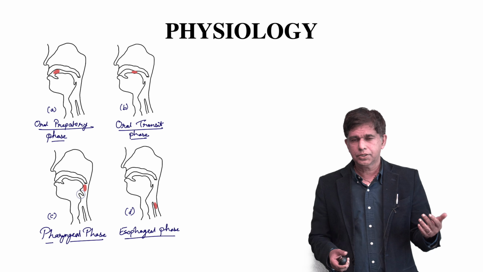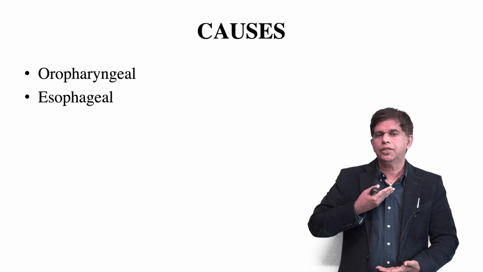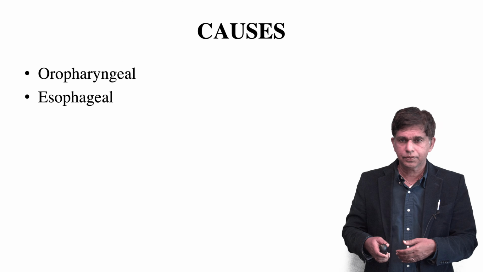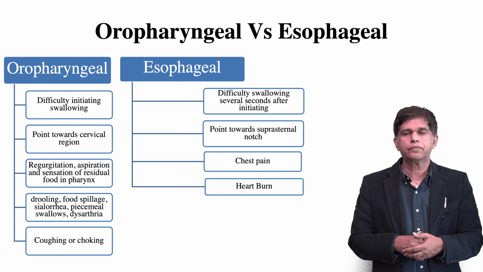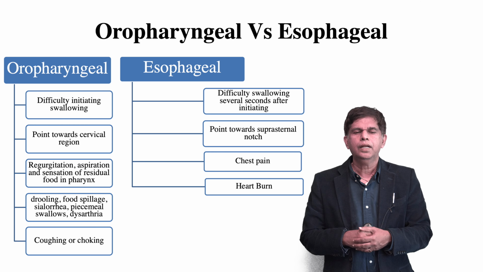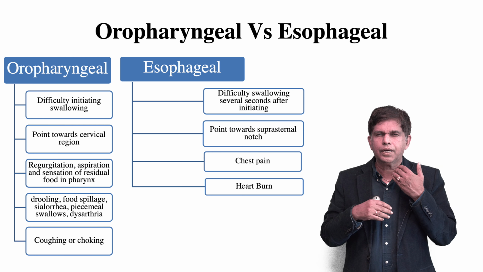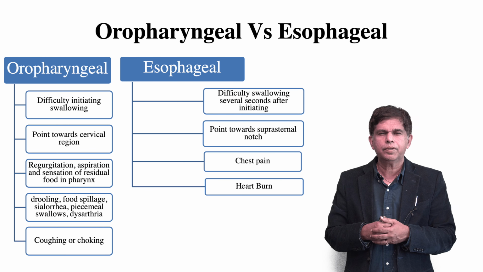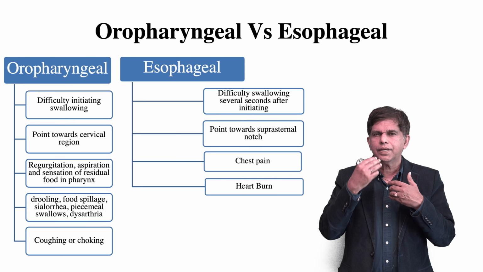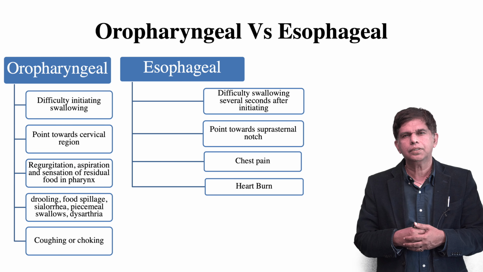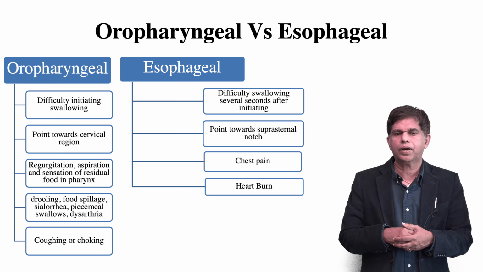So what are the causes? Again, too broad. First you have to know the oropharyngeal causes, and then the esophageal causes, okay? So we've got a nice diagram up here. What are the differences between oropharyngeal and esophageal cases? In the oropharyngeal phase, patients usually start having complaints right away. Remember, we said the transit time from when we take food to when it reaches the esophagus is around 20 seconds. In this case, they start having problems in 1 to 2 seconds, okay?